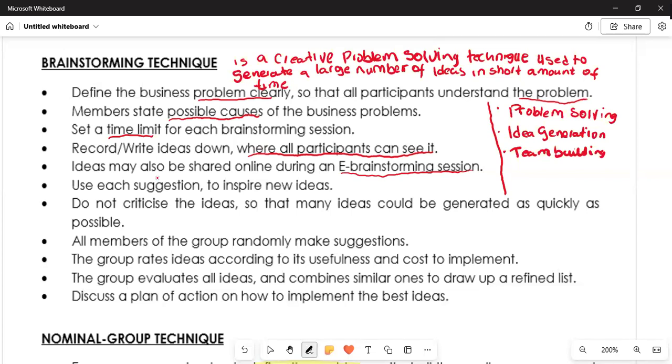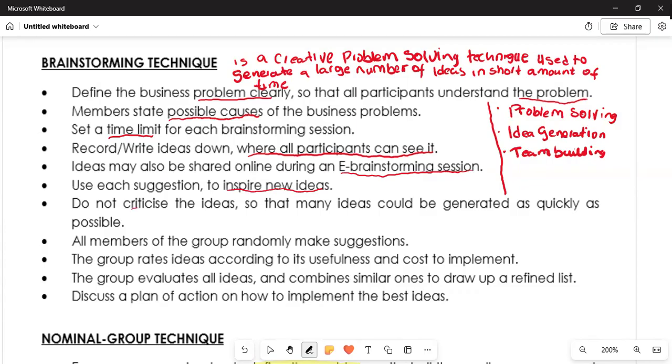Use each suggestion to inspire new ideas so that there will be fresh inputs. By so doing, you allow participation. So make sure that you are using that to inspire new ideas.